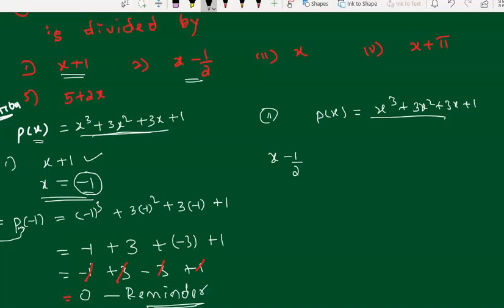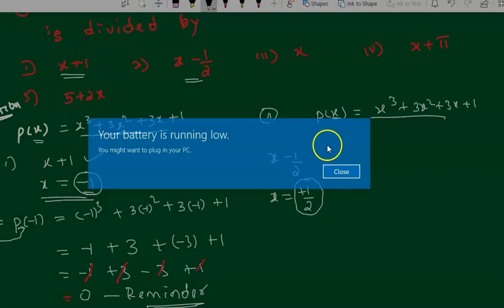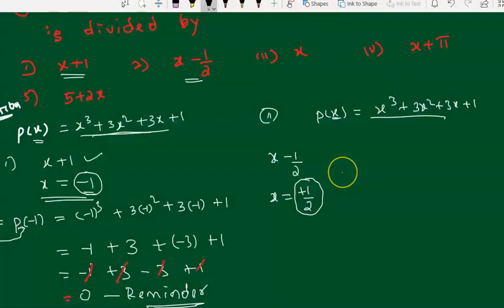Here it exactly looks like x minus a. Find out the value of a here. If you send minus 1 by 2 to the other side, it will become plus 1 by 2. Now the value of a is 1 by 2. If you put that 1 by 2 in this place of x, you will get your answer.